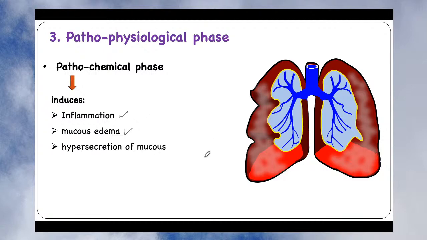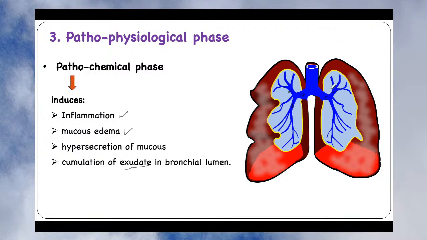There is hypersecretion of the mucus, as we have just seen. Then there is accumulation of the exudate in the bronchial lumen, right? So this exudate will start accumulating inside the bronchial lumen, and somewhere the bronchial lumens get blocked due to this exudate, okay?